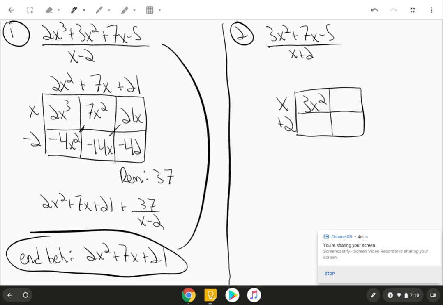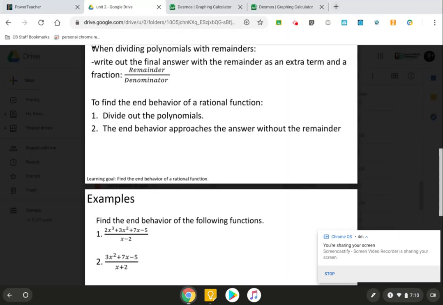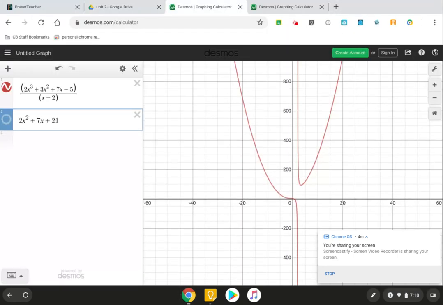Now, what does that look like visually? If I look at a graph of this rational function, here is a graph of that rational function. It looks a little weird. Here's the graph of the rational function, that's the red graph. Now look what happens when I put in 2x squared plus 7x plus 21, the answer without the remainder.